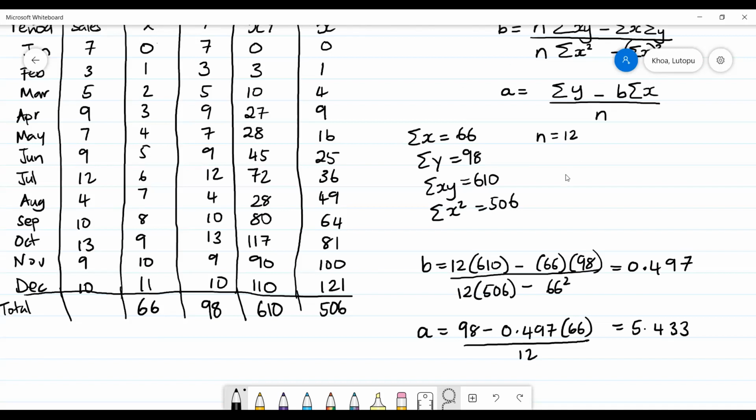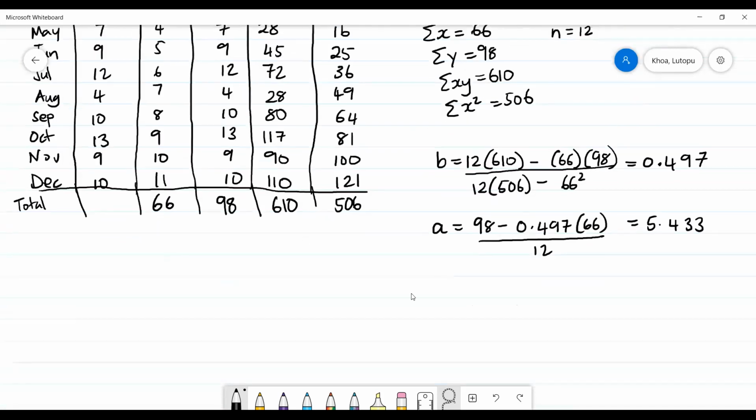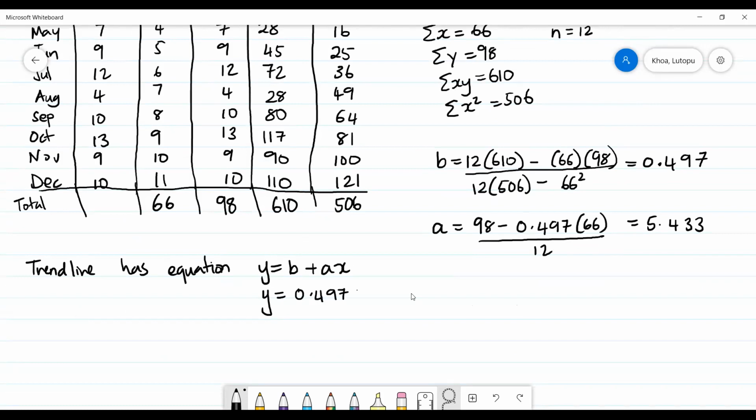Okay, so now that I have my A and B, my trend line as an equation, you know it's Y is equal to B plus AX. So Y is equal to B, 0.497, and A is 5.433x. Okay, so that is our trend line.